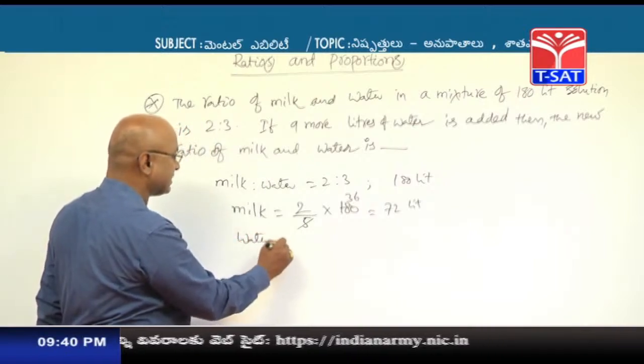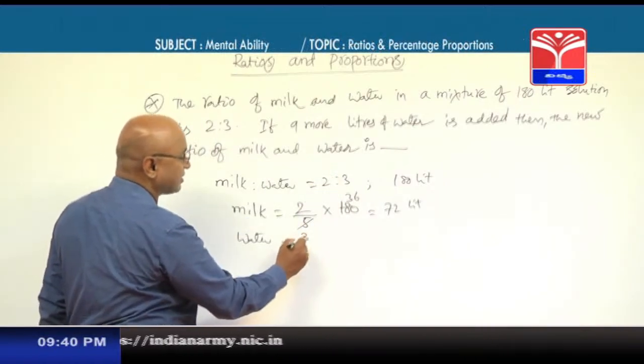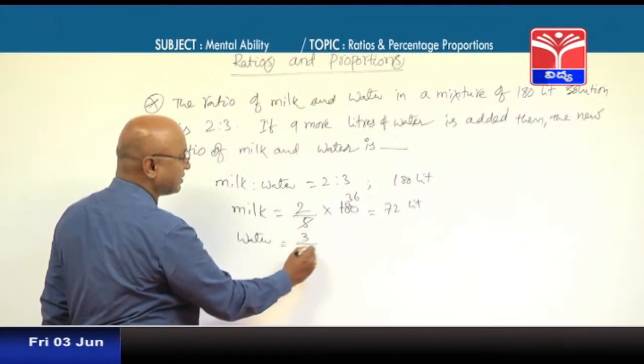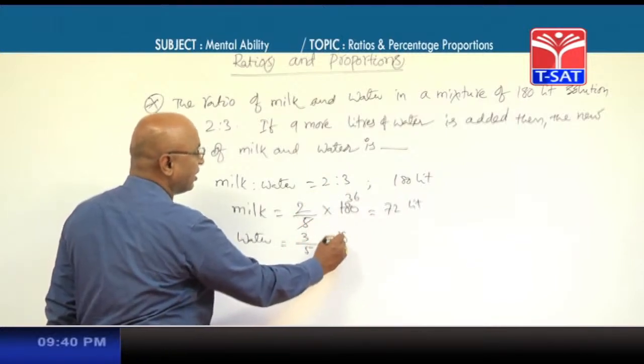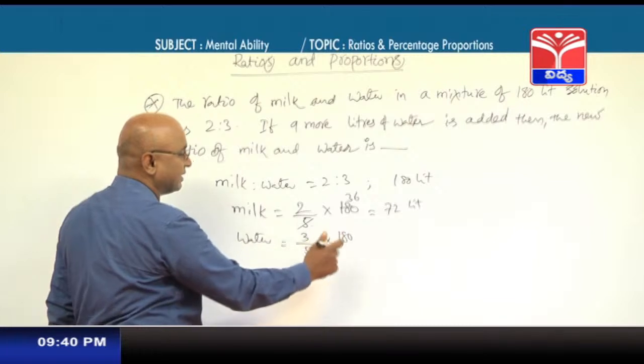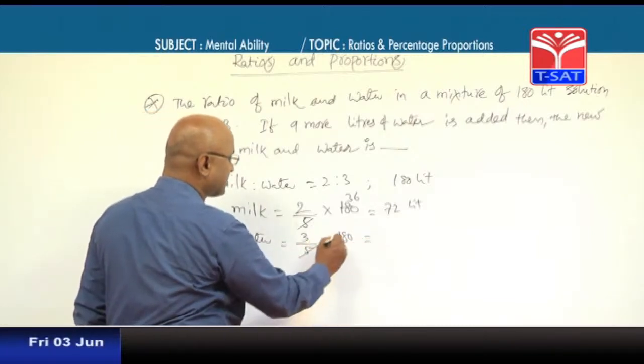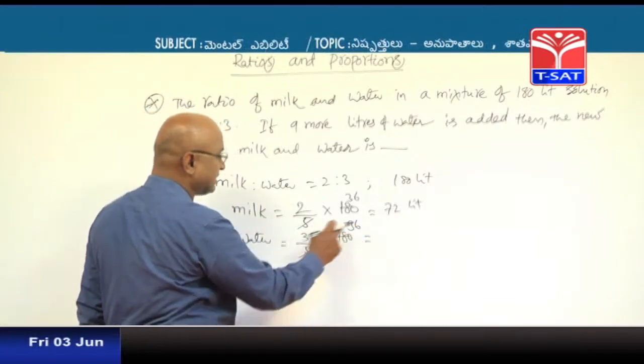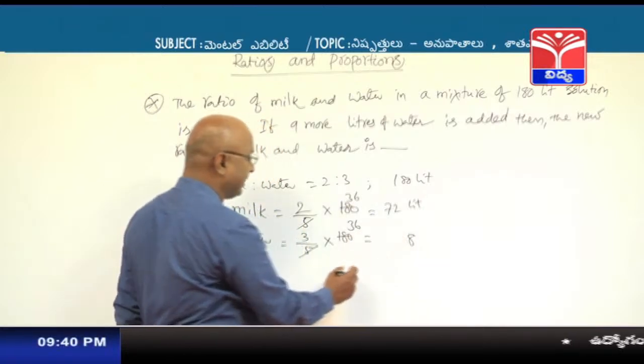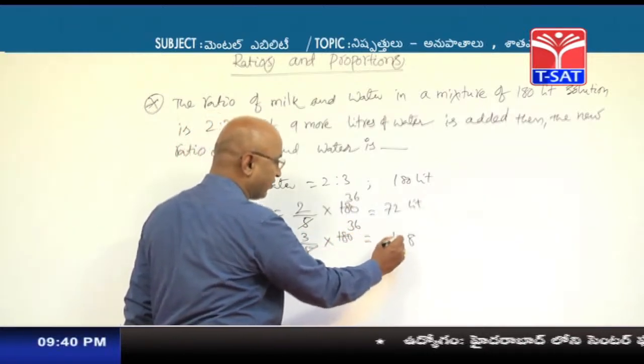And water is 3 parts out of 5 parts. 3/5 into 180 liters, that is equal to 36 into 3. 3 6s are 18, 3 3s are 9, 108 liters.